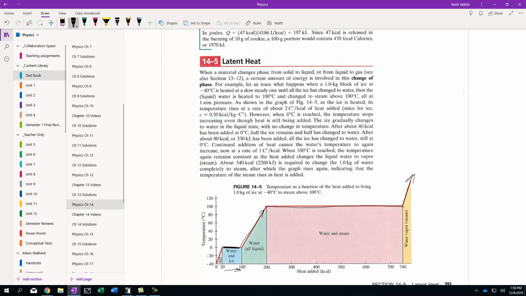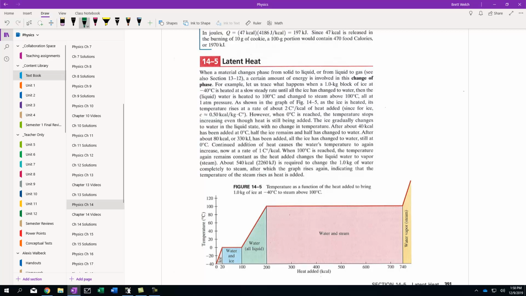Then when it's all steam, we can continue to increase the temperature. So this process right here where we have these flat sections, this and this, these are where we talk about latent heat. And so latent heat is that heat required for phase change. Now a couple things are important. You have to be at the right temperature in order to cause that phase change.